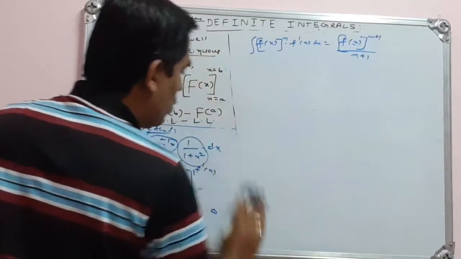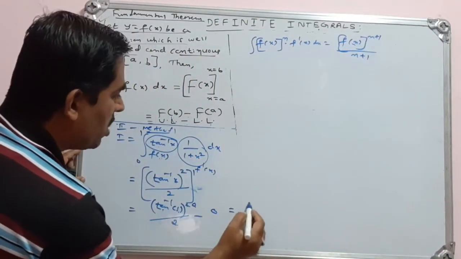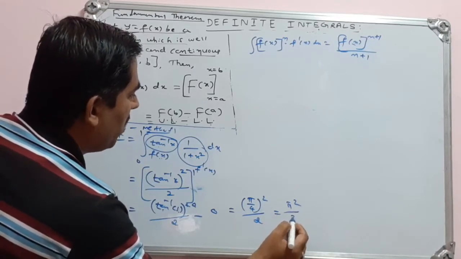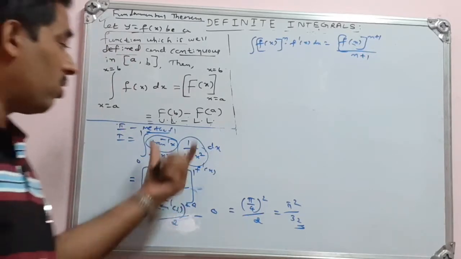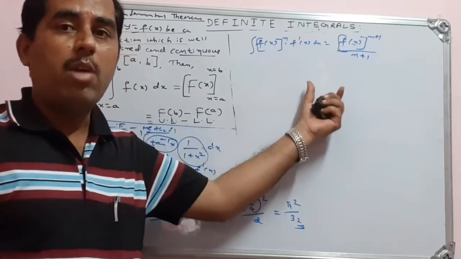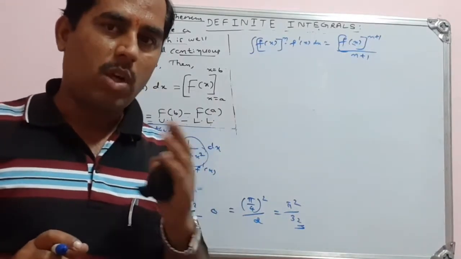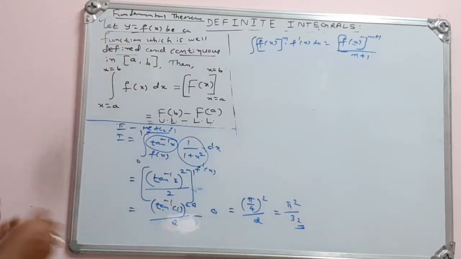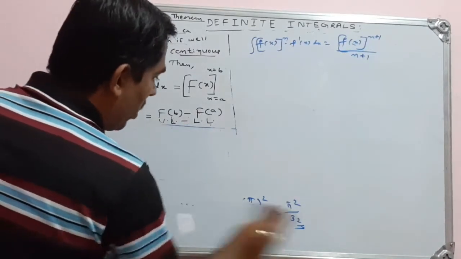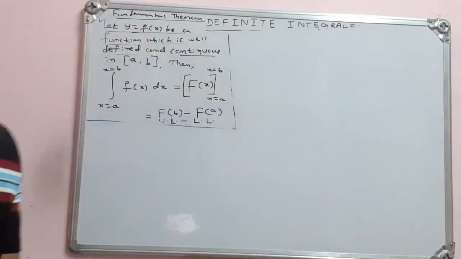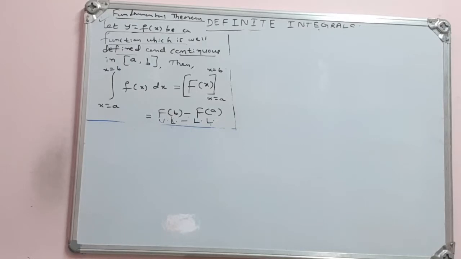Let me show only two steps. Tan inverse 1 means pi by 4 whole square divided by 2. So that will be once again pi square by 32. You can do it like this also. Here we are not using the substitution method. In the first method I used the substitution method. Whenever we use the substitution method, we change the limits of integration. That is the basic thing you have to remember. Okay, let me consider another example.